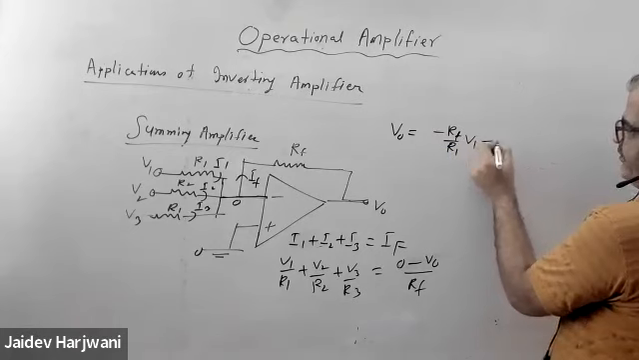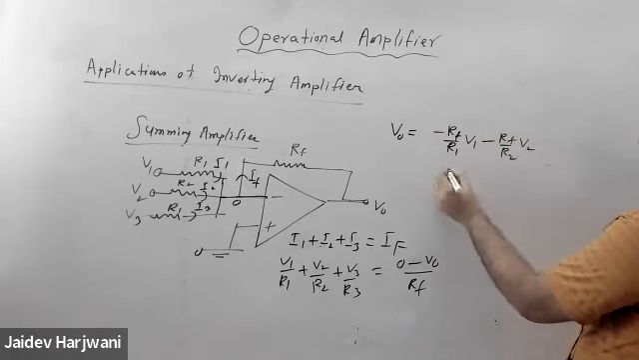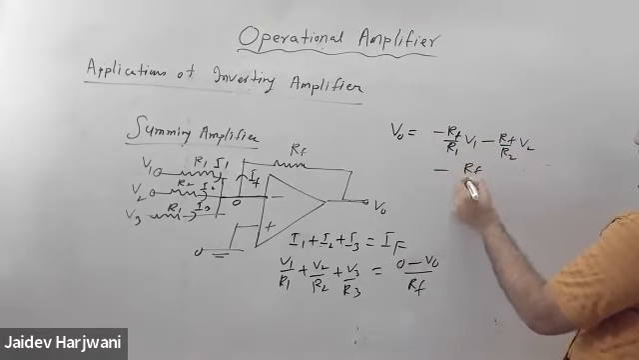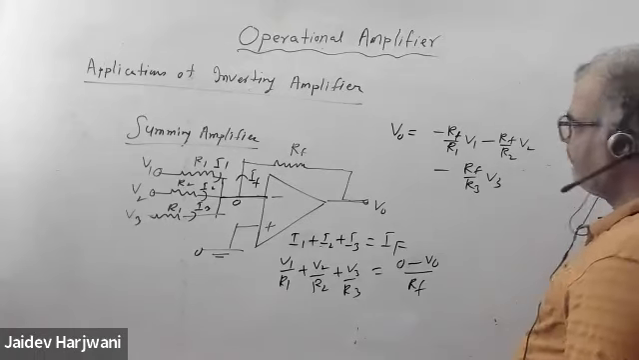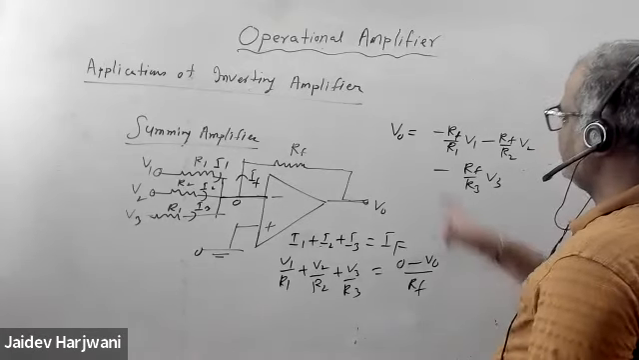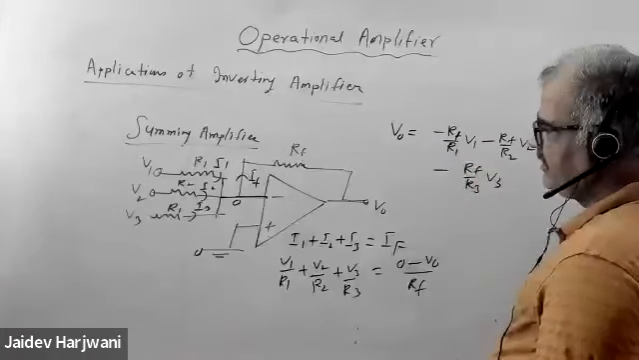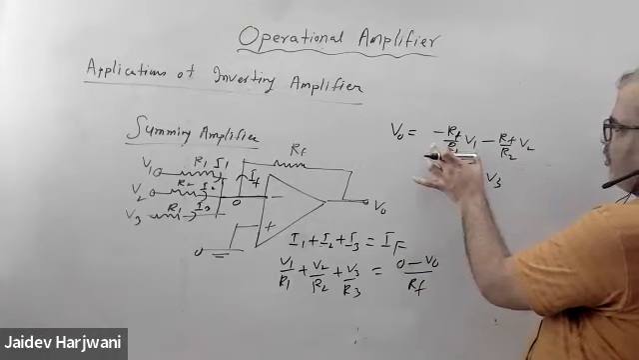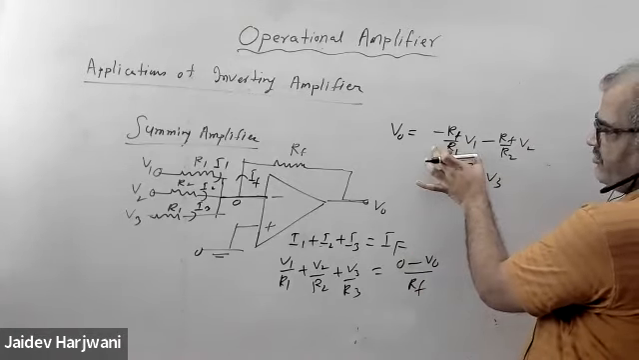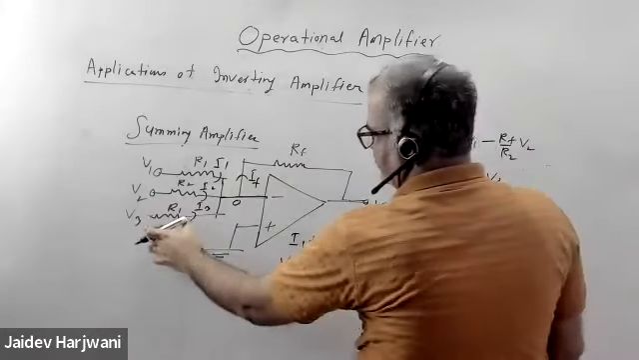V1 minus RF upon R2 V2. Minus RF upon R3 V3. I know the inverting amplifier gain is RF upon R1 times V1. So this output term is because of V1, this is because of V2, and this is because of V3.